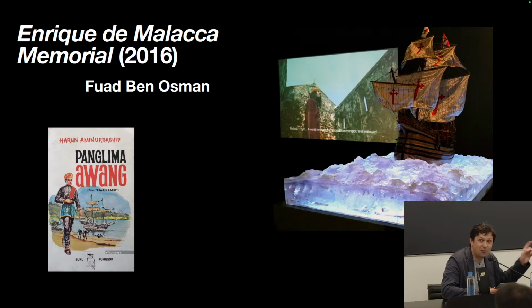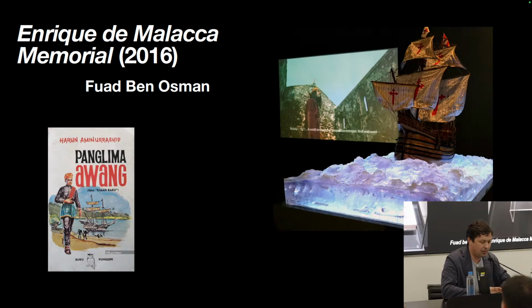I say Malay, but Fuad actually says it is an object of dispute as well, as to who this person was and what background he might have had. The memorial also draws from this book on the left-hand side, the Panglima Awang, a famous book by Harun Aminurrashid, who revisits this story and became famous for it. It inspires the display by Fuad, which was shown for the first time in Singapore in 2016, and then at the Sharjah Biennale in 2017.